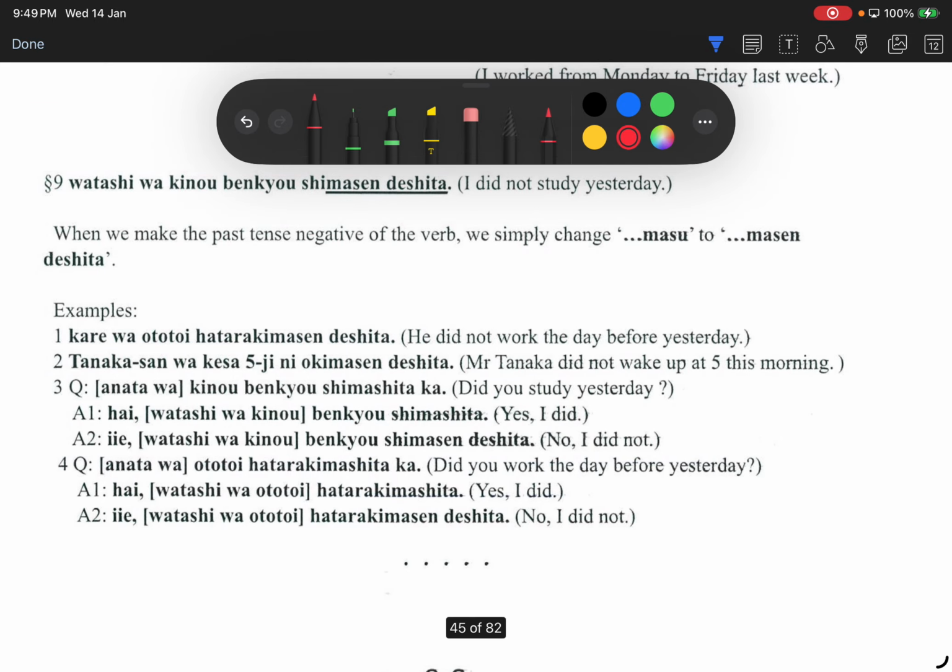Okay, let's look at number 3. 昨日. 昨日 is yesterday, so already happened. 昨日、勉強しましたか? So did you study yesterday? 勉強しましたか? はい、勉強しました. しました means it's past tense. いいえ、勉強しませんでした. So しません is negative plus the past tense でした. So 勉強しませんでした.